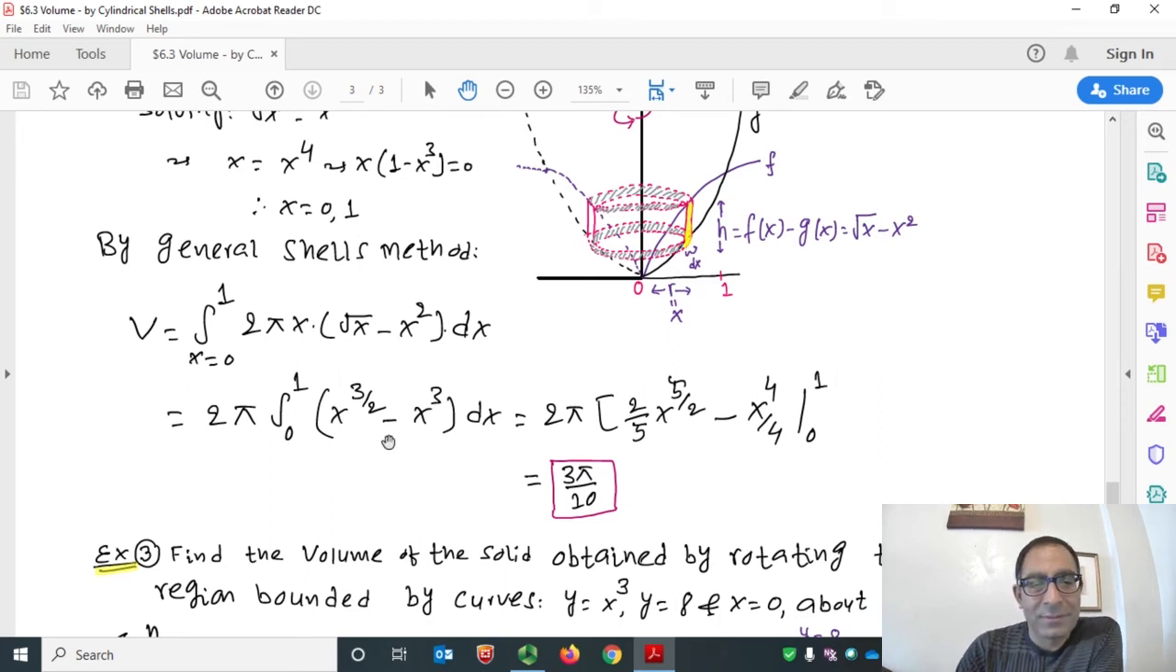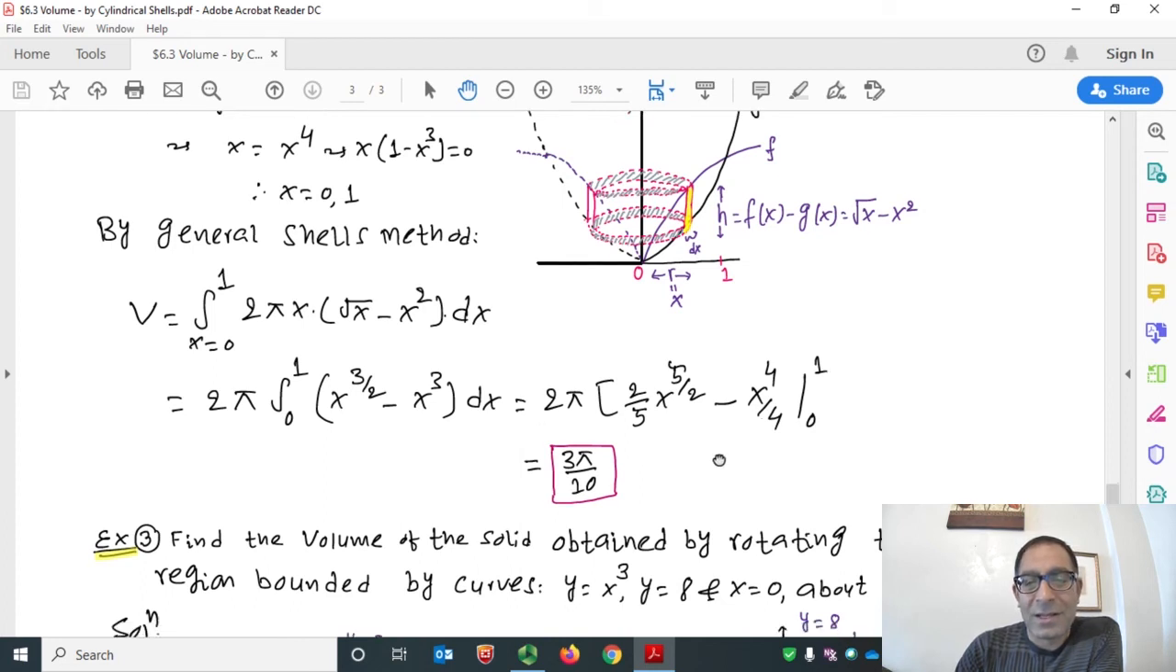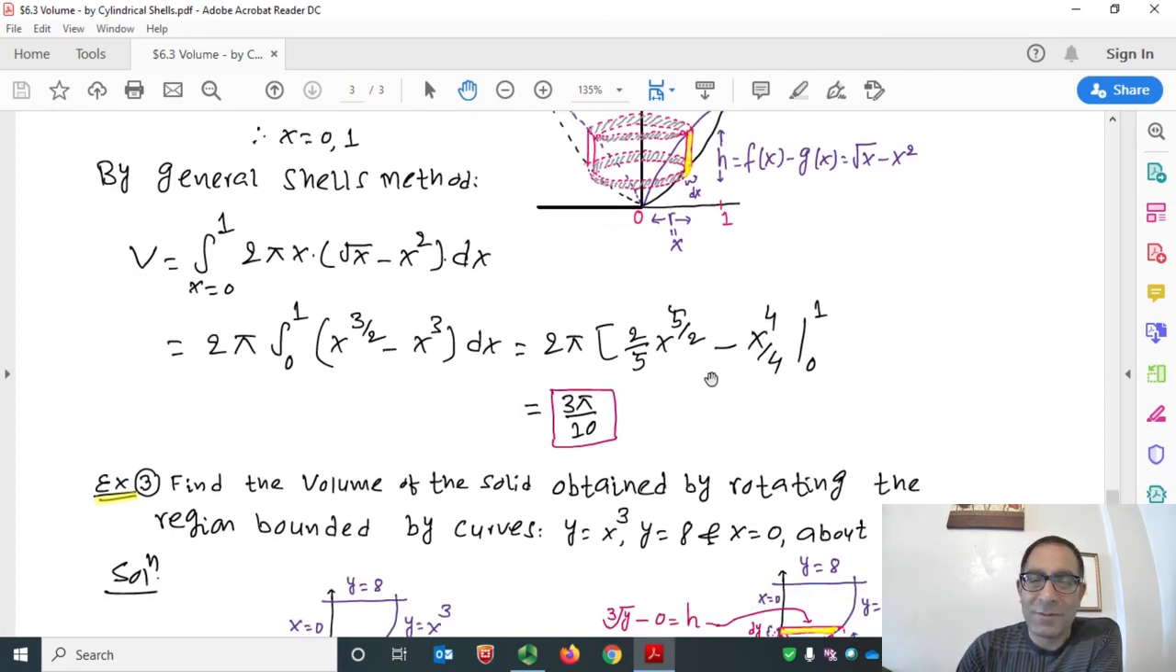Great. Then in the next step, 2 pi as it is, integration of x to the power 3/2 is x to the power 3/2 plus 1, which is 5/2. So x to the power 5/2 divided by 5/2, which is the same as multiplying by 2/5, right? Minus x cubed becomes x to the power 4 over 4, with limits from 0 to 1. And now put the value x equals 1 and simplify. This gives you 3 pi over 10.